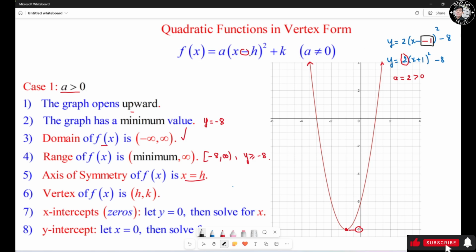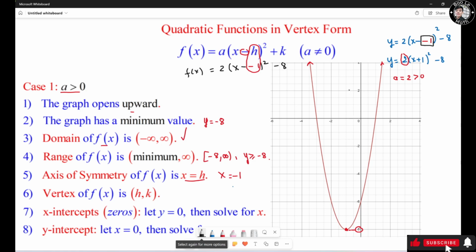If you match them up with this formula, f of x equals 2 times (x minus negative 1) altogether squared minus 8. And then this guy right here is the h value. Alright, you see that? So the axis of symmetry is x equal to h, which equals negative 1, right? So it's going to be x equals negative 1.